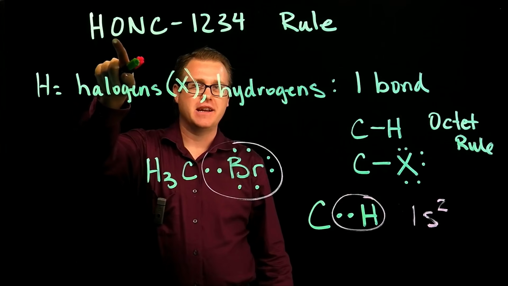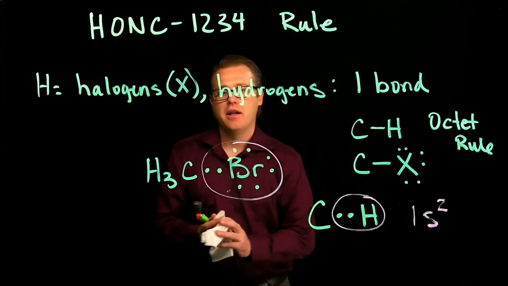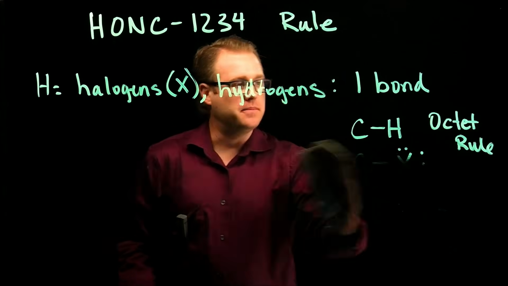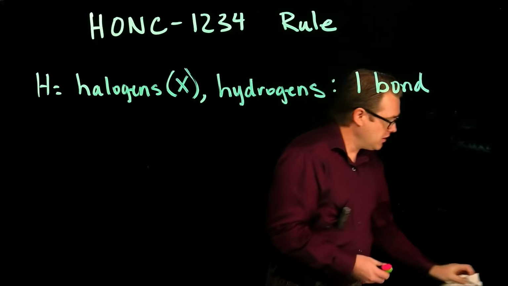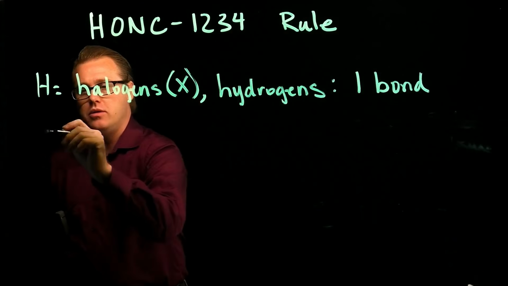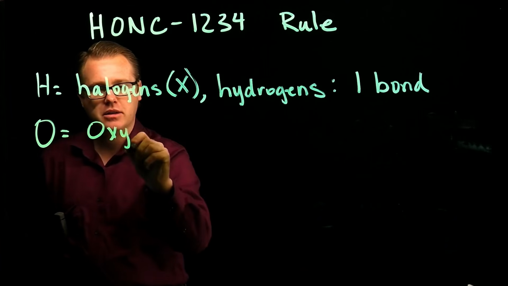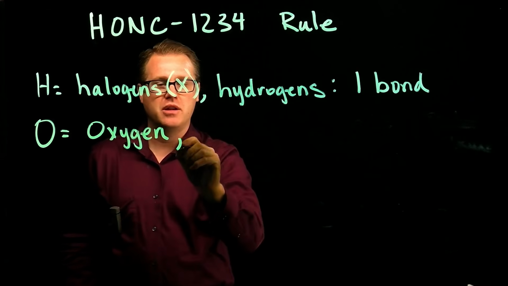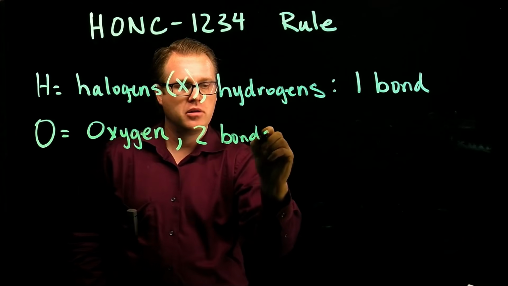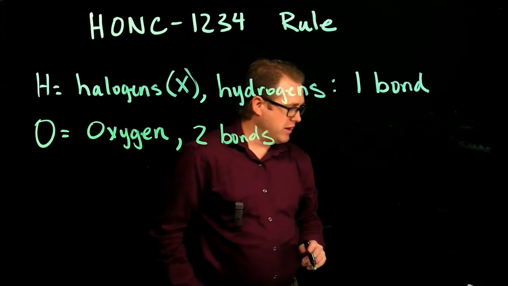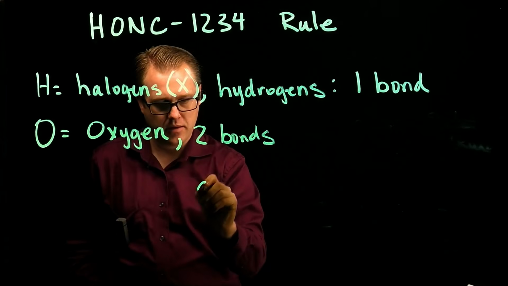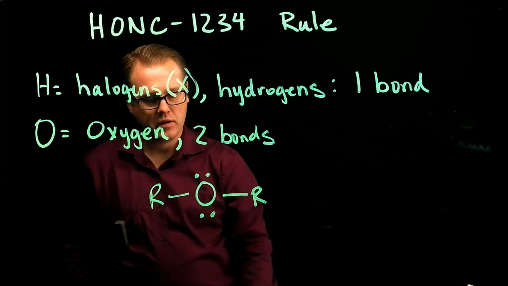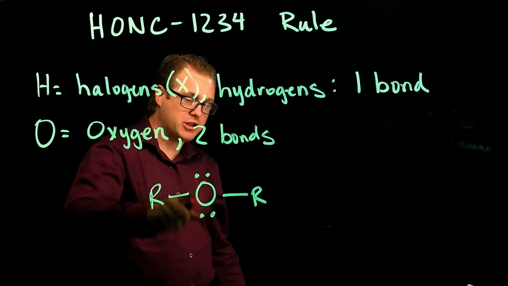Any guesses on what O stands for? Anybody thinking oxygen? That would be correct if that's what you're thinking. So the O in the HONK rule stands for oxygen. All right. And then O corresponds to 2, so that means that there's 2 bonds. So we could have oxygen atoms that look like this. Now, how many lone pairs does it have? It has 2 lone pairs.